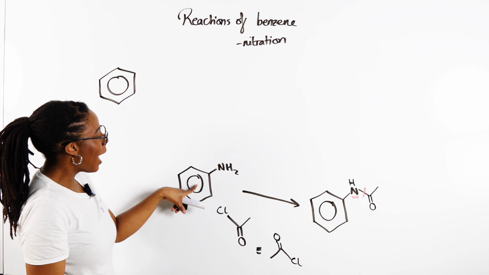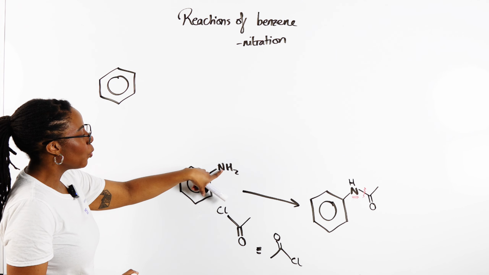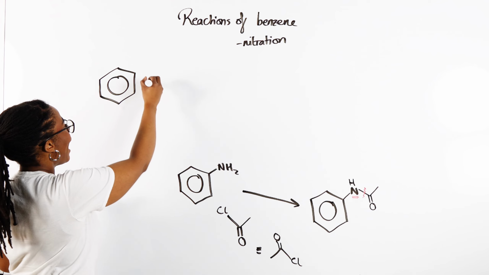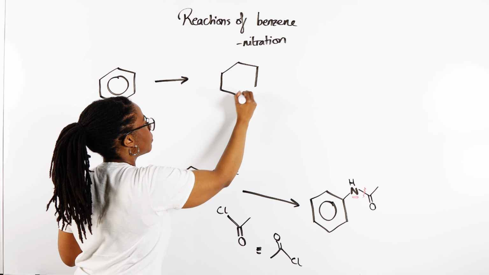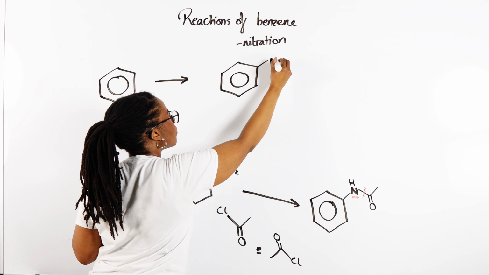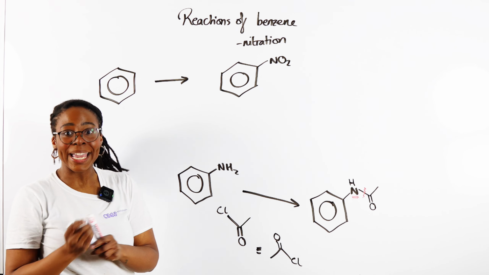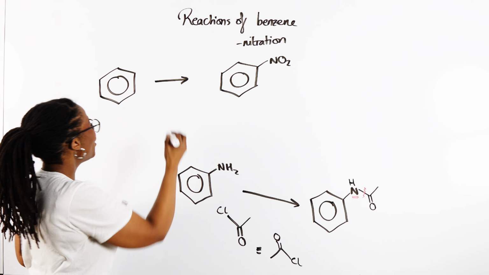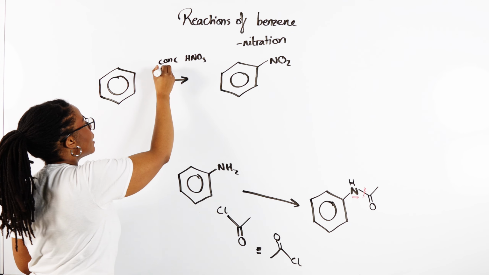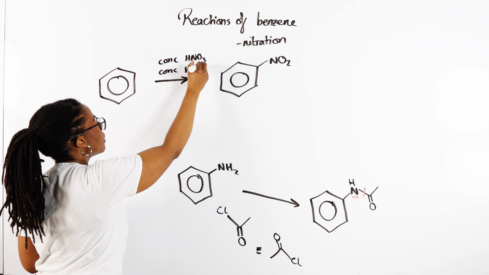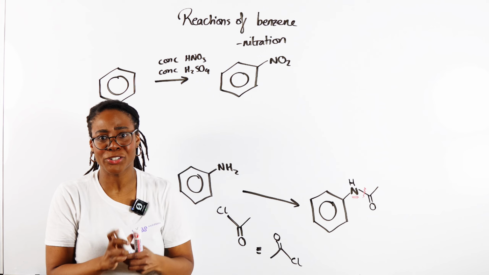Okay. So now, how did we get this amine? Again, now we can maybe meet somewhere in the middle because we know in order to get this nitrogen, this came from a nitrobenzene. And in order to nitrate your benzene, your reagents are going to be concentrated nitric acid and concentrated sulfuric acid. That's going to give us our nitrobenzene.